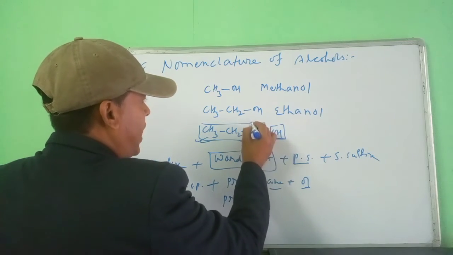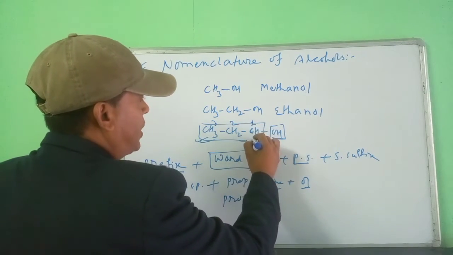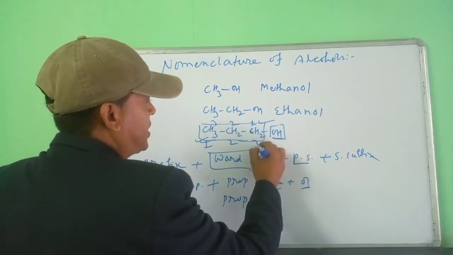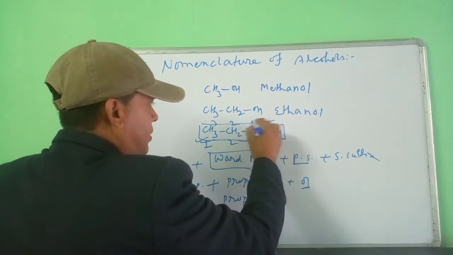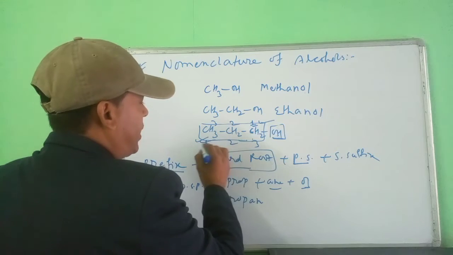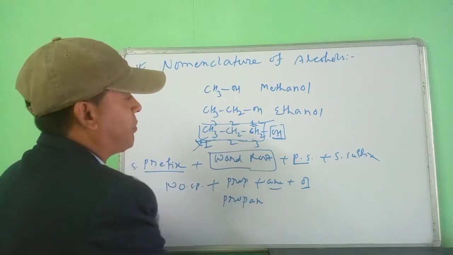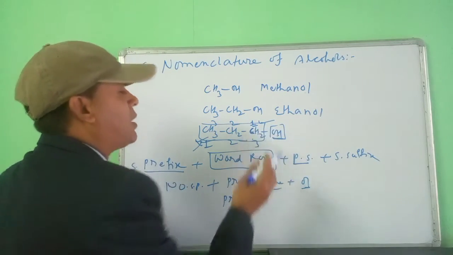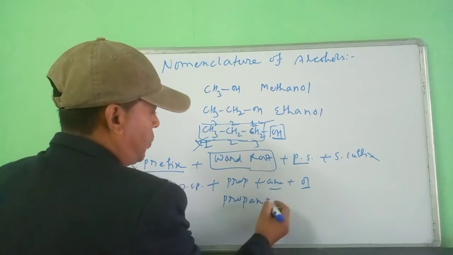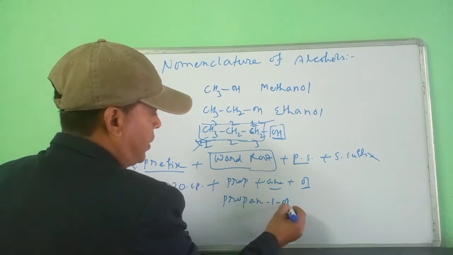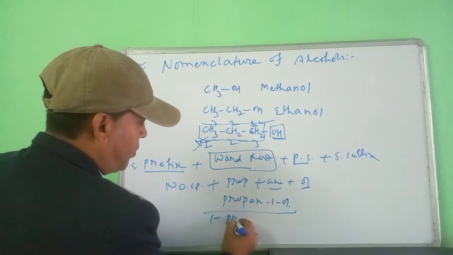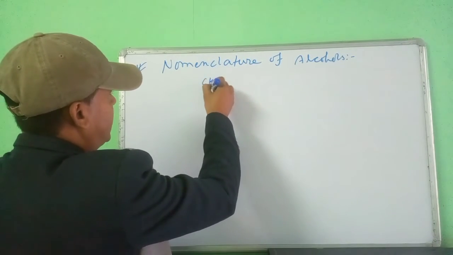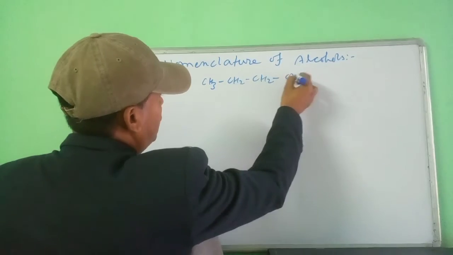So we number from right to left, 1 2 3. Here the number 1 is correct. If you number left to right, 1 2 3, the position of OH is 3, whereas right to left it is 1, so right to left is the correct way. We have to give the lowest possible number. So prop, position 1, and ol: propan-1-ol, or 1-propanol, can be written.